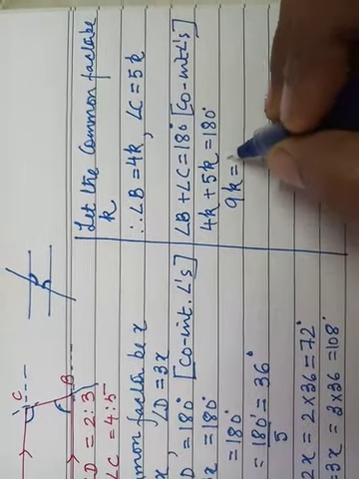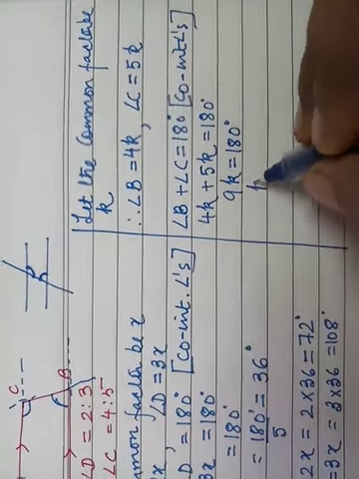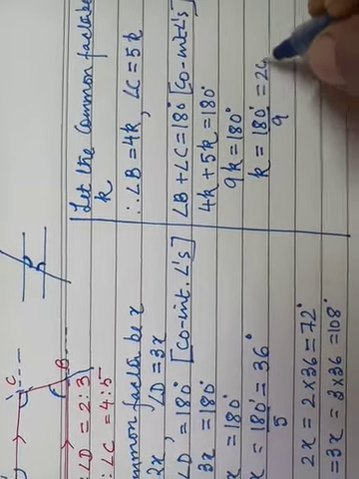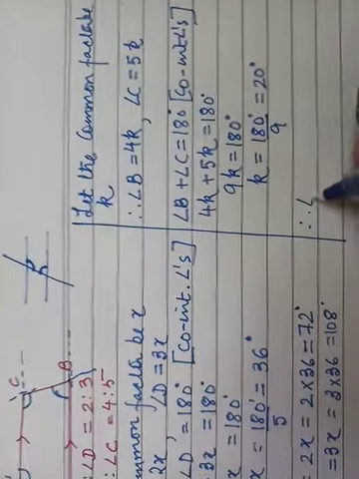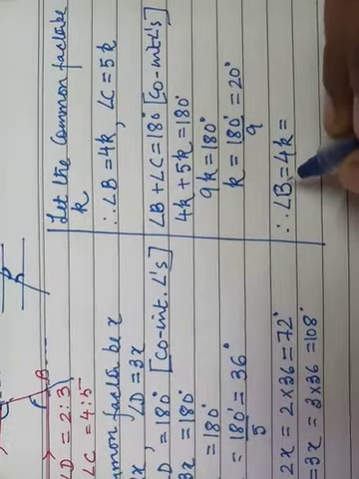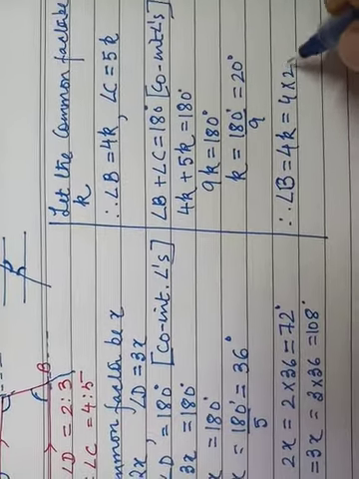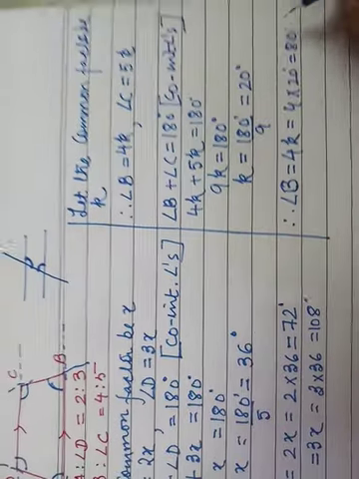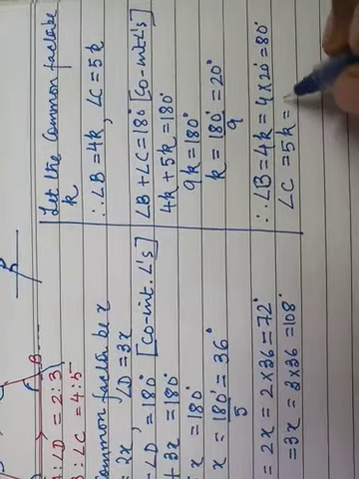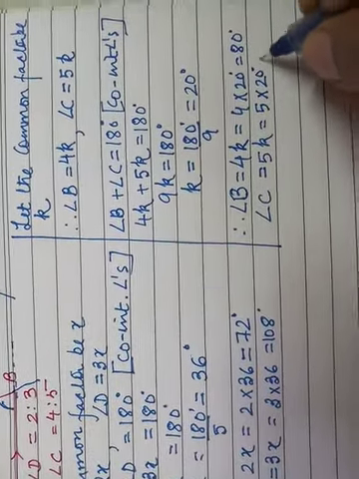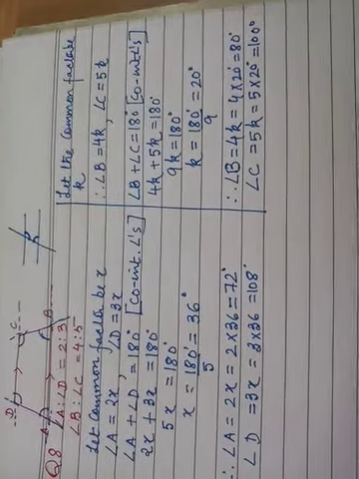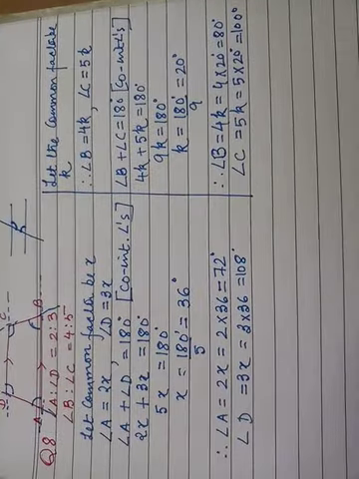9k is equal to 180 degrees. k is equal to 180 by 9. That becomes 20 degrees. Therefore angle B is equal to 4k, so that becomes 4 into 20, which is 80 degrees. Angle C is equal to 5k, so that becomes 5 into 20, which is 100 degrees. So this way we have calculated all four angles of the trapezium.